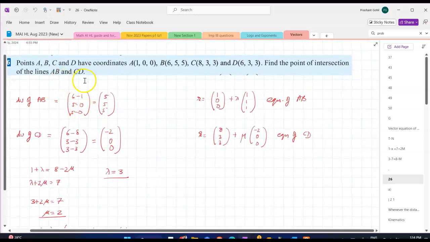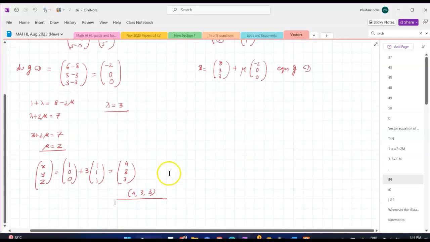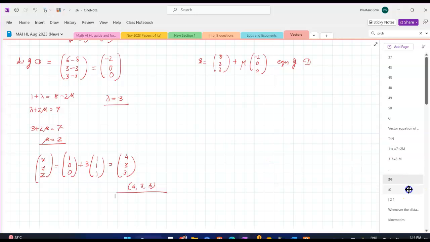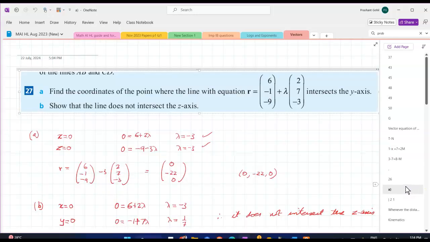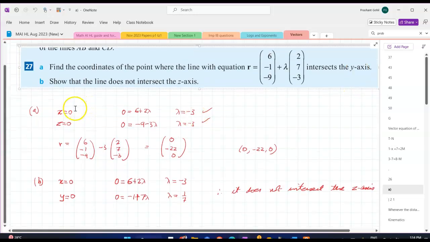How do you find the point of intersection of two lines? Again, the same thing. First, you construct the equations, then you solve those to satisfy the third one. How do you find where it intersects the y-axis? You have to put z and x as 0, because it's intersecting only the y-axis, so the other two coordinates will be 0.